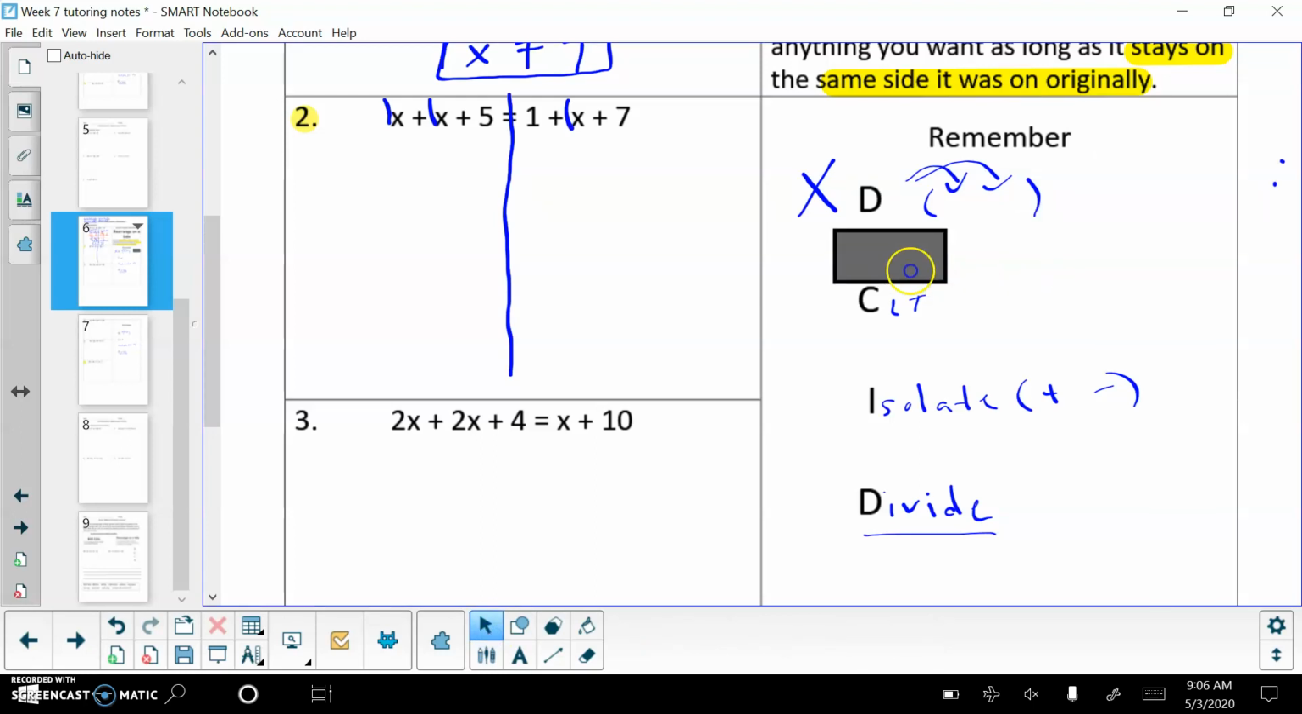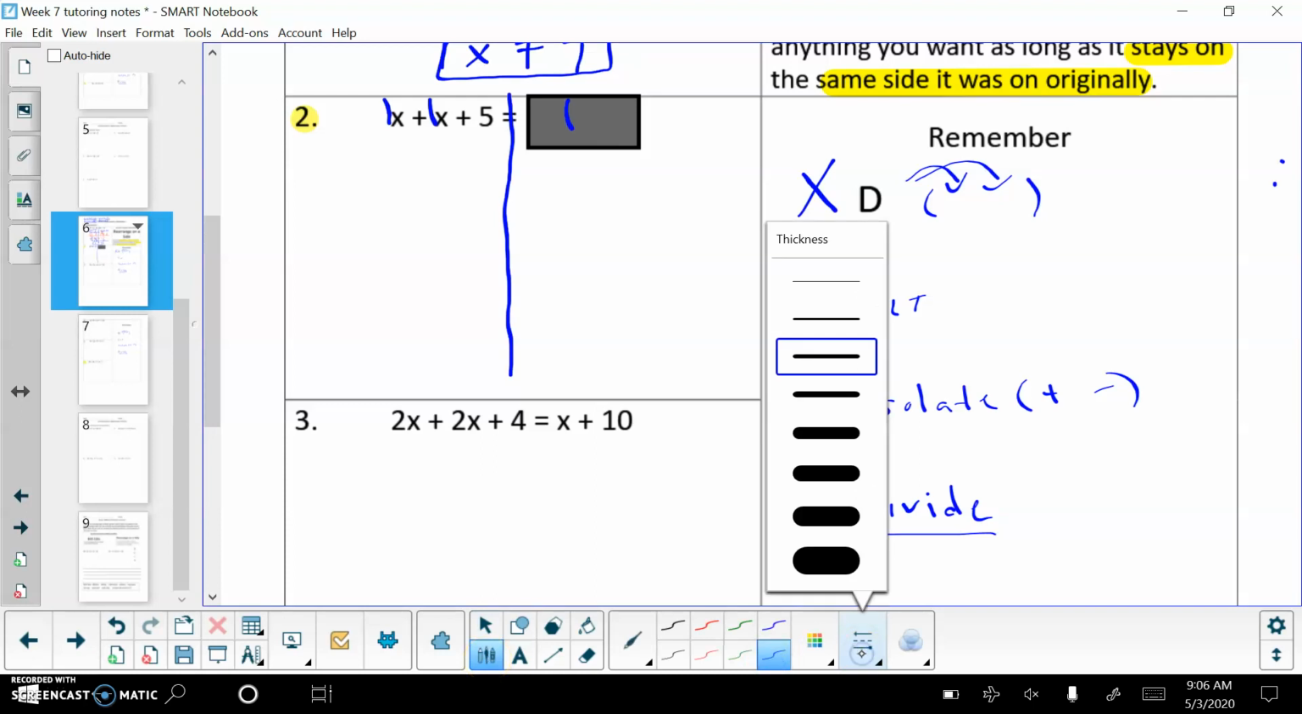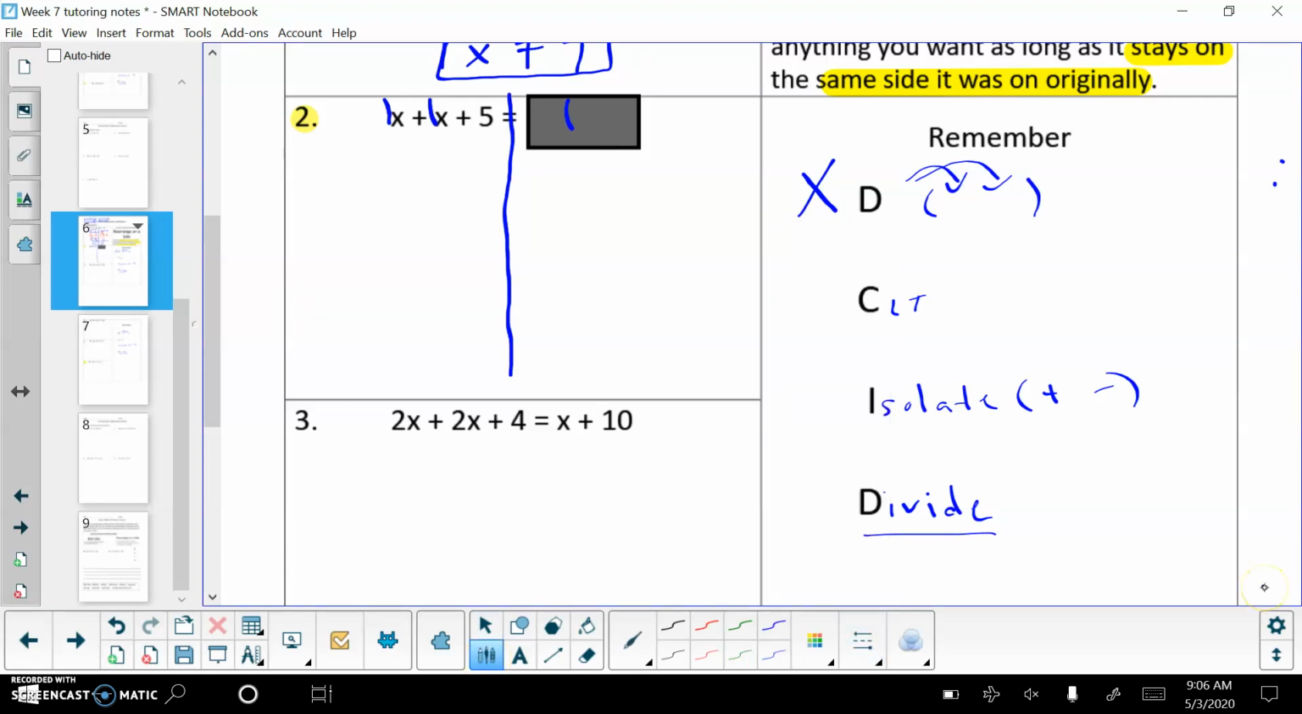And I'm going to come over here and I'm going to use my little box thing. Oh, my 1s are going to show up. That's okay. On my left-hand side, I notice that I can combine. I've got x's. Because if they have the same letter, then I can put them together. So 1x and 1x, that would be a 2x. And then the 5 just comes down.